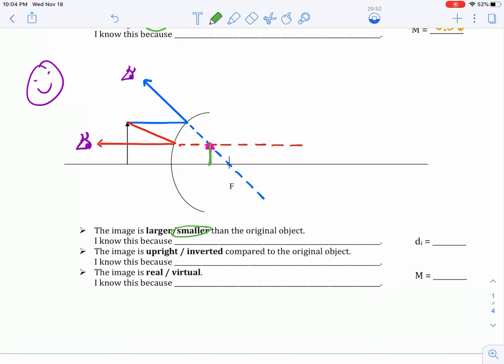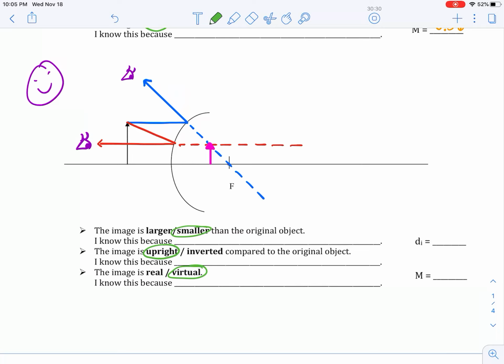The image is smaller than the original object. I know this because the length of the line for my image is shorter than the length of the line for the original object. Make sure you write in an explanation here. The next statement is inverted or upright. This image is upright. I know this because the point of intersection is above the horizontal axis.